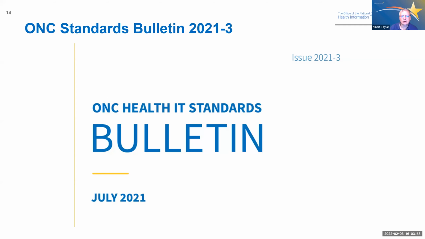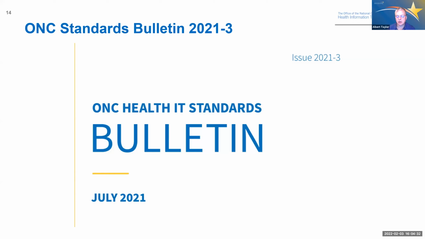We published the final version of USCDI version 2 in July of last year. In the standards bulletin, which comes from our standards division, a branch of our Office of Technology, we communicate a number of different standards initiatives. We have a number of standards initiatives at ONC, obviously, but we highlight these in the standards bulletin, which we are currently publishing about quarterly.